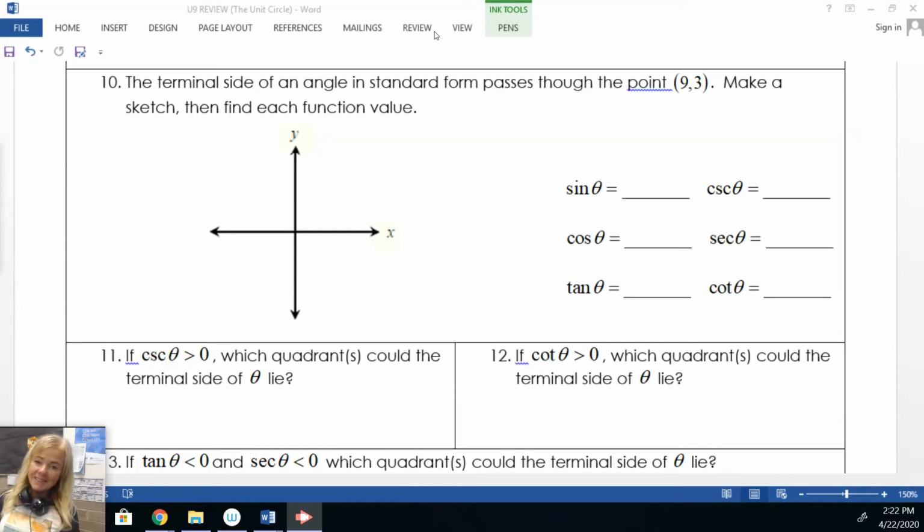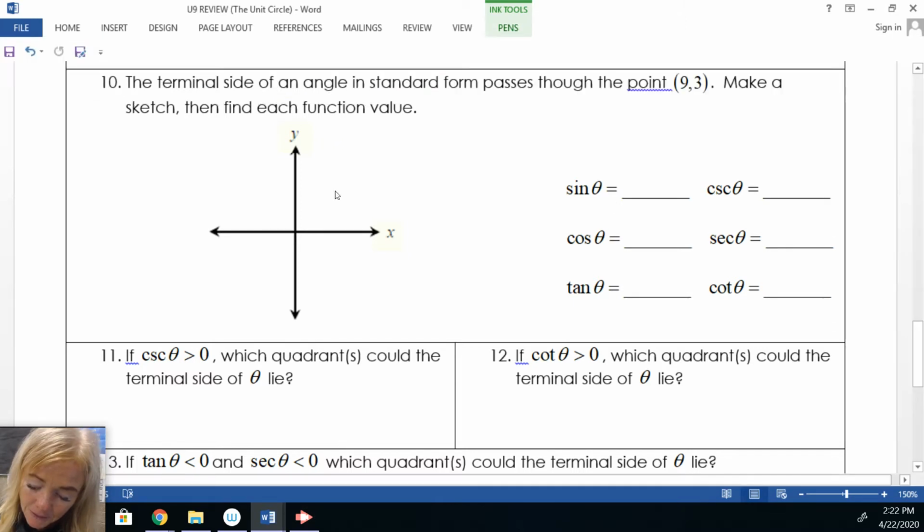All right, hi class, this is part 2 of our Unit 9 review, and we are on number 10. The terminal side of an angle in standard form passes through the point (9, 3). Make a sketch, then find each function value. So we're going to move over 9, 1, 2, 3, 4, 5, 6, 7, 8, 9, and up 3 to make our point. And then create a triangle out of that.